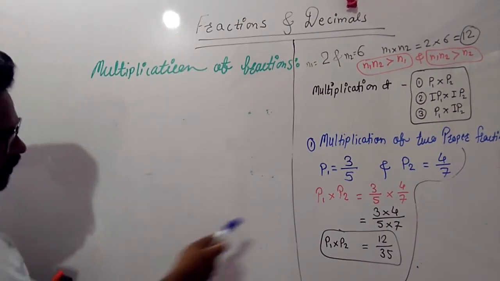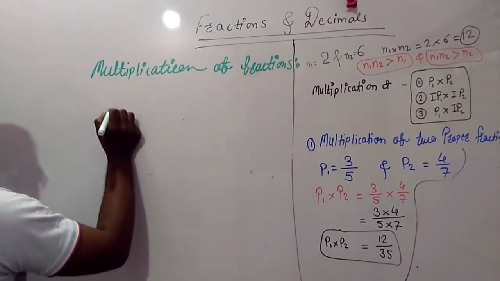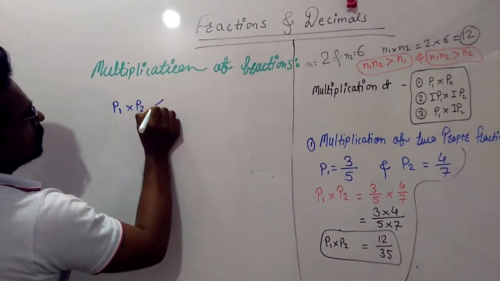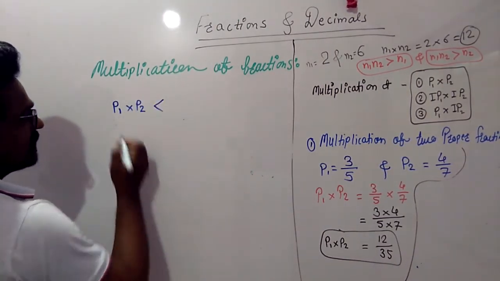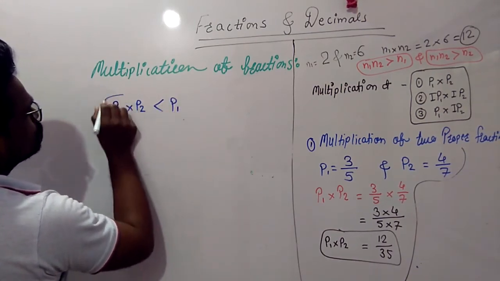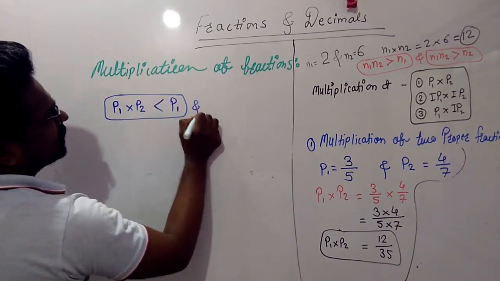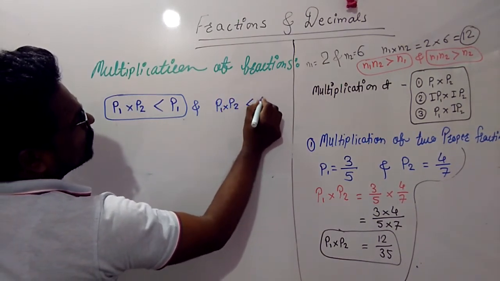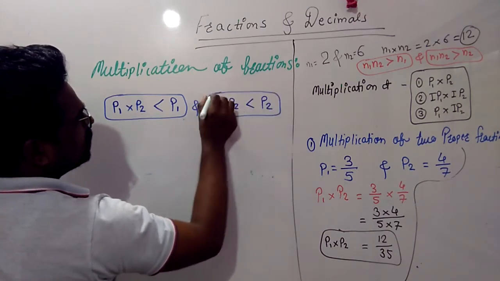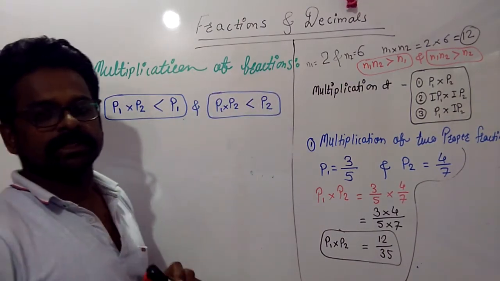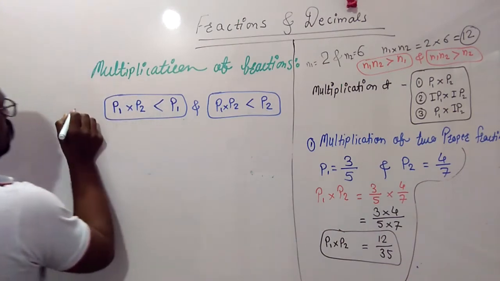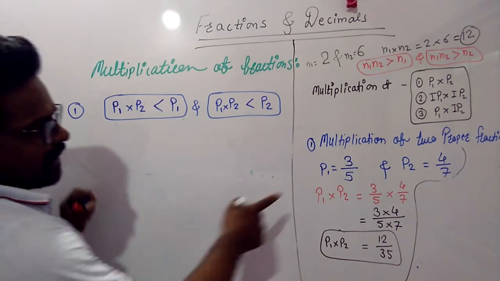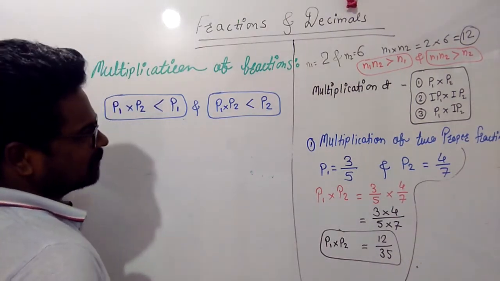Now see here, what is my conclusion? My conclusion is that P1 into P2 is always less than P1, and P1 into P2 is always less than P2, when P1 and P2 are two proper fractions. This is the first result. Okay, fine, we have seen here how that comes.